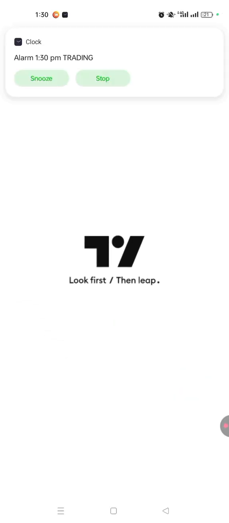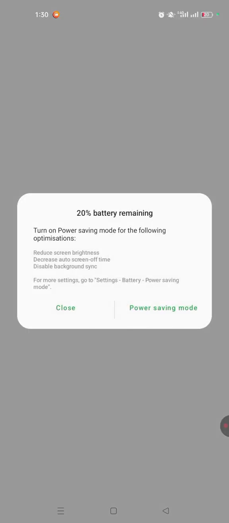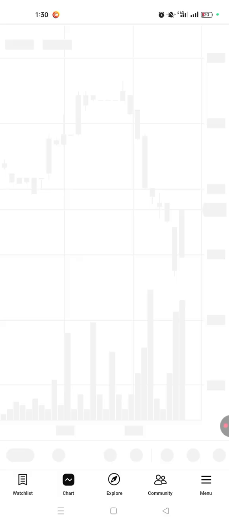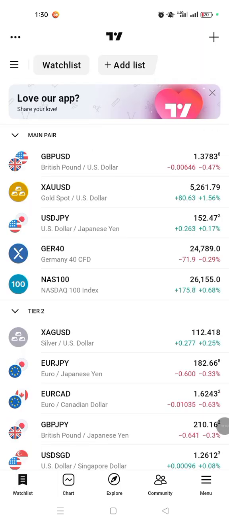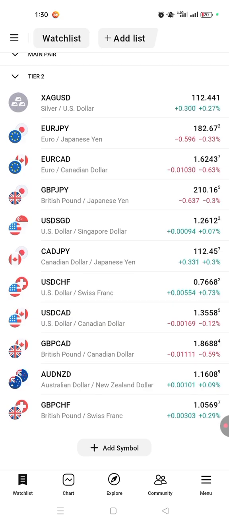So let's head over and look at top down analysis from weekly down to H4. Okay, you need to understand something when it comes to top down analysis. I'm going to be using a pair that does not have a direct bias.